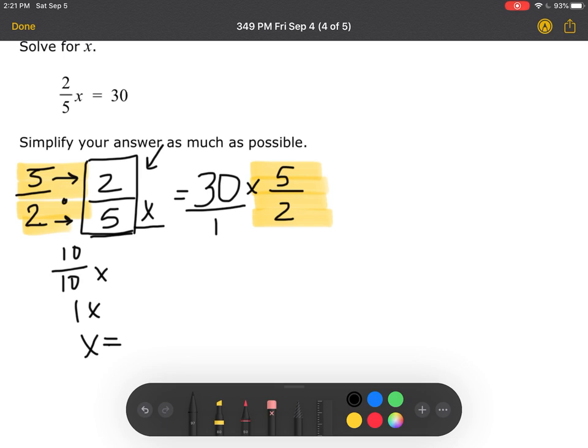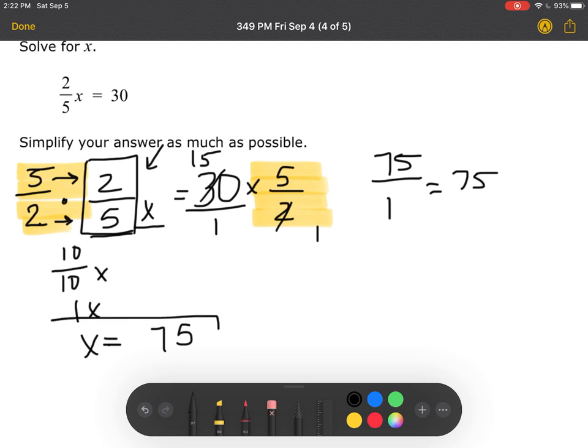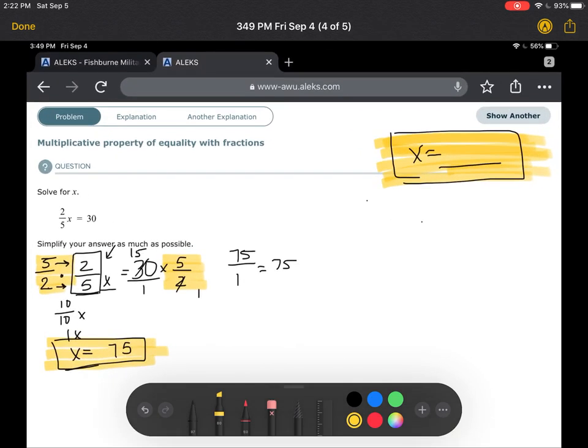So 2 and 30 can both be divided by 2. So I put 1 here and a 15 there. And 15 times 5, I'm going to double check this so I don't tell y'all the wrong answer, is 75/1. So that is 75. I'm just going to bring that down here. And I now have x equals 75. Like I said before, when we get to the point where it says x equals, we are done. And we have satisfied that requirement.